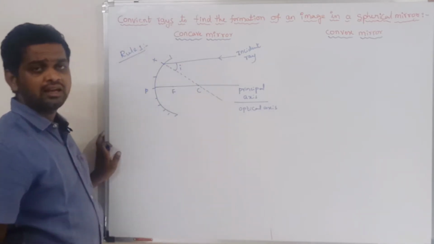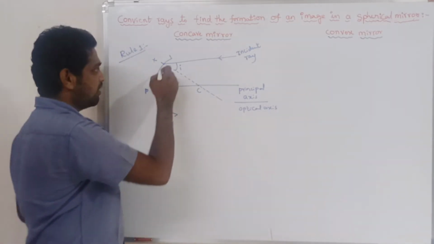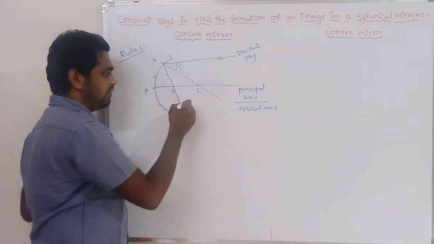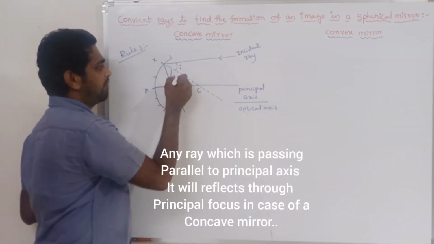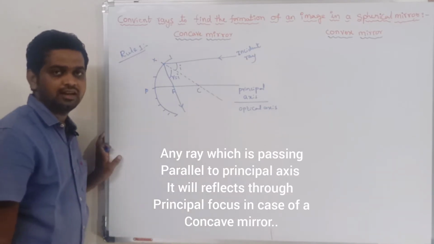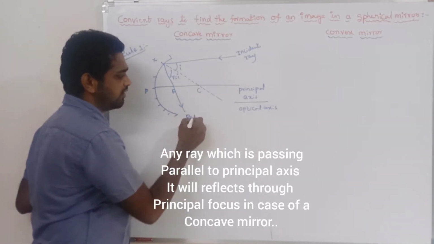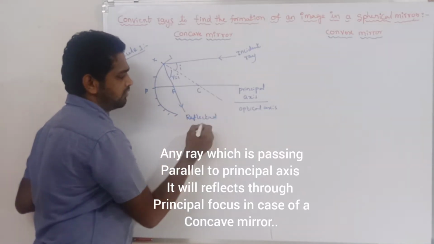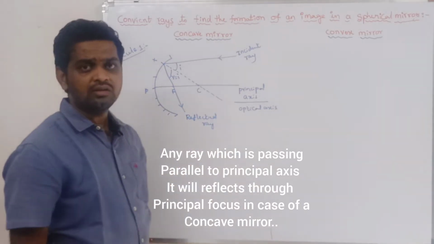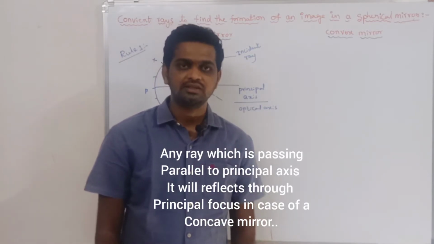As we know, the angle of incidence is equal to the angle of reflection, even in the case of a spherical mirror. Now you should draw the reflected ray with the angle of reflection r equal to i, where r is the reflecting angle. When you have drawn the reflected ray, definitely it will pass through the focus. So finally I am concluding this rule: a ray which is passing parallel to the principal axis, after reflection, will pass through the focus in the case of a concave mirror.